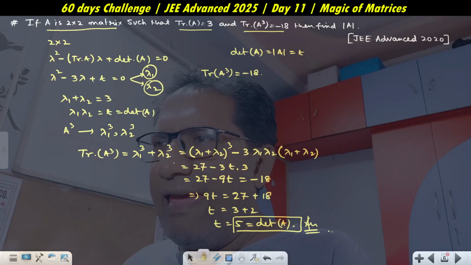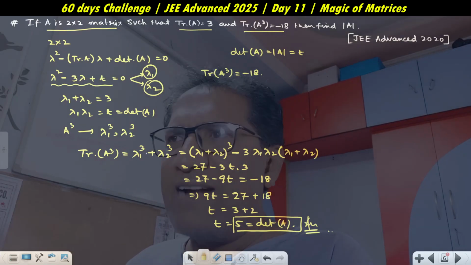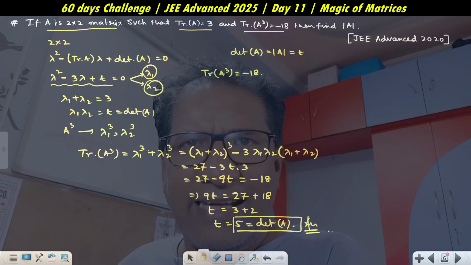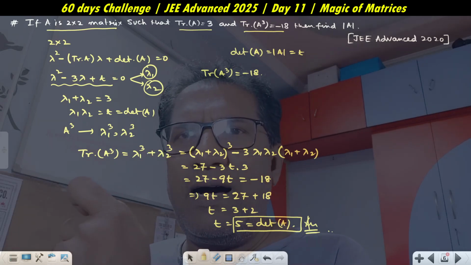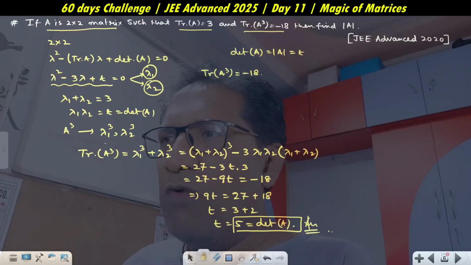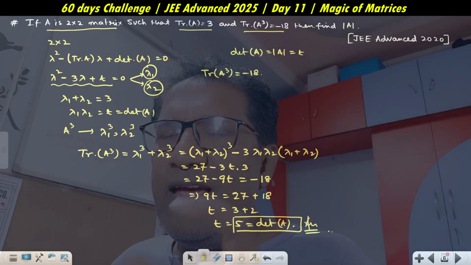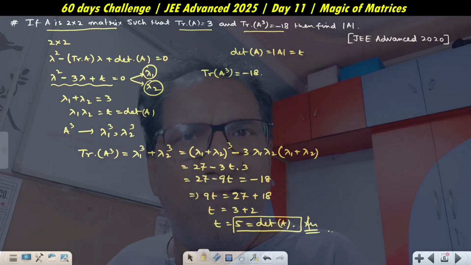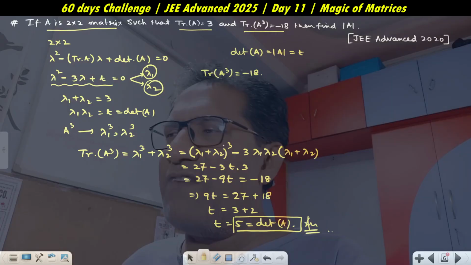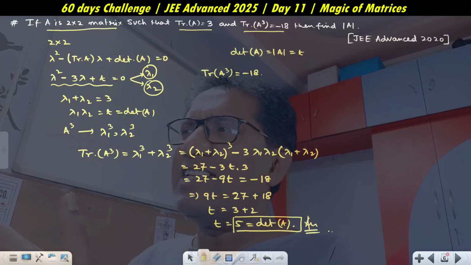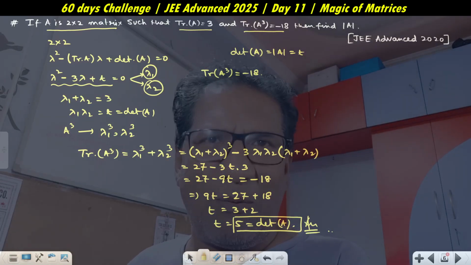Have you understood this? Here, lambda 1, lambda 2 are the two eigenvalues of the matrix A, the roots of the characteristic equation of the matrix A. Therefore, the eigenvalues of A cube will be lambda 1 cube and lambda 2 cube. And what is the trace of A cube? It will be the sum of the eigenvalues, which are lambda 1 cube plus lambda 2 cube. And from there, we got the value of det A. Is it clear? See, this sum came in JEE Advanced 2020. If you only know the basics, you can solve this problem, right?